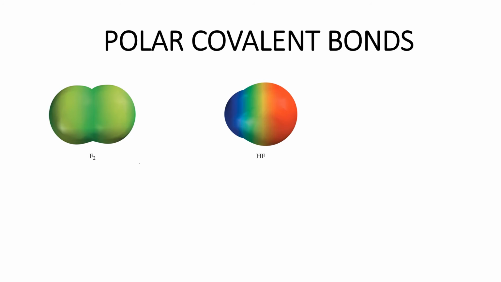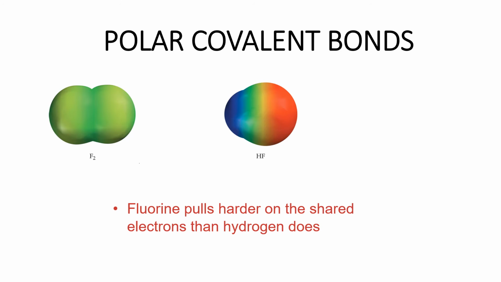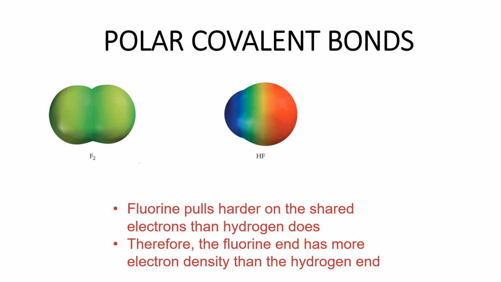Therefore, the electronegativity difference between hydrogen and fluorine is very high. Therefore, fluorine pulls harder on the shared electrons than hydrogen does. Therefore, the fluorine end has more electron density than the hydrogen end. So it may form a negative charge on the fluorine atom side and a positive charge on the hydrogen atom side.